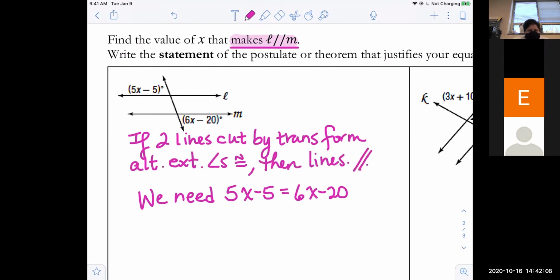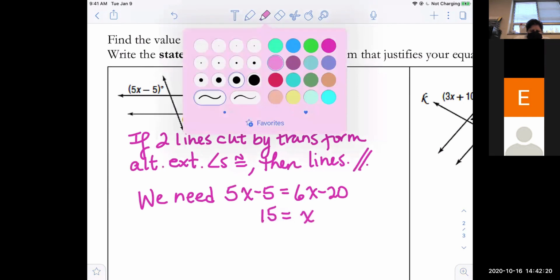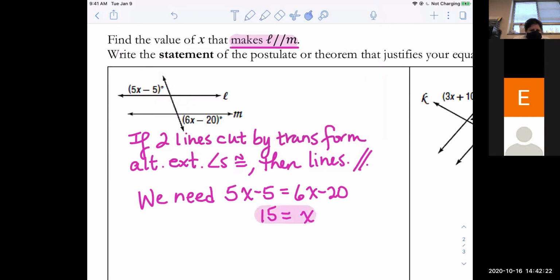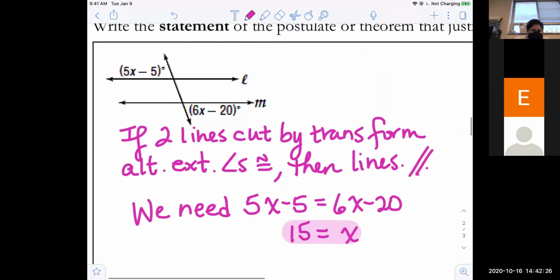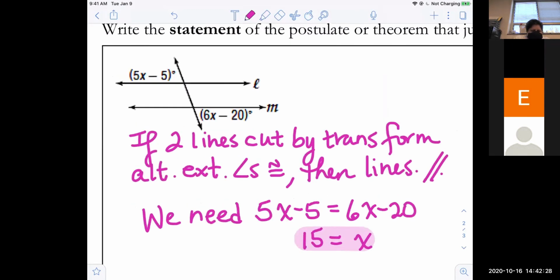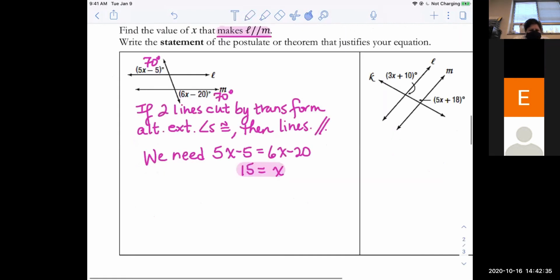Okay. We need 5x minus 5 to be equal to 6x minus 20. Tell me why. Okay, so if two lines cut by a transversal form, and again, you can say congruent alternate exterior, or you can say alternate exterior angles that are congruent, then the lines will be parallel. Okay, so we need 5x minus 5 and 6x minus 20 to be equal. And that would give you, what, x equals 15? And if you plug that back in, that's going to give you, what, 70 degrees? It didn't actually ask you to find the measures of those angles, but clearly those should be congruent if the lines are going to be parallel. So it's always good to do a quick little mental check.